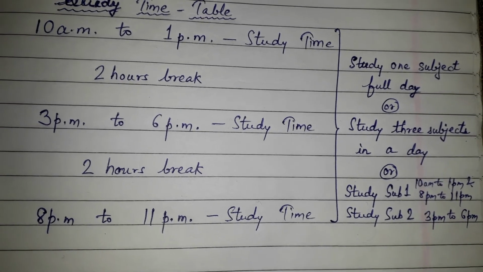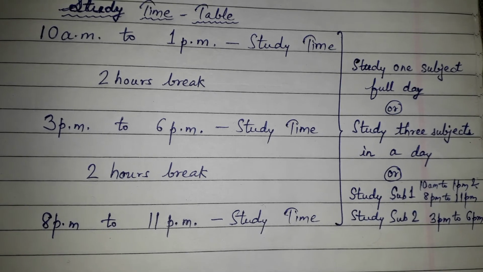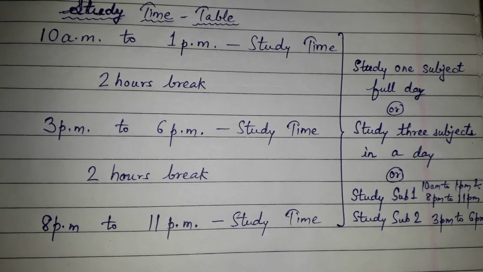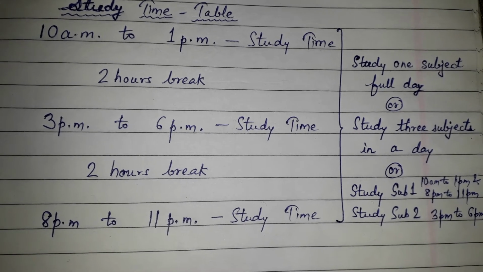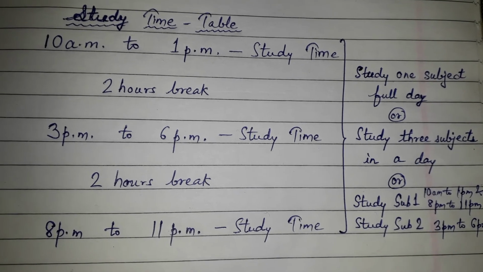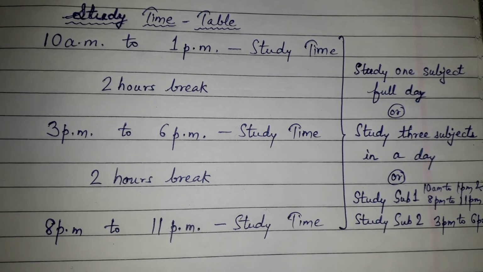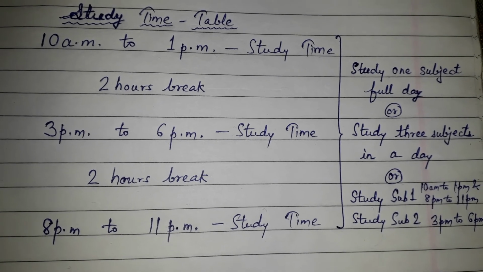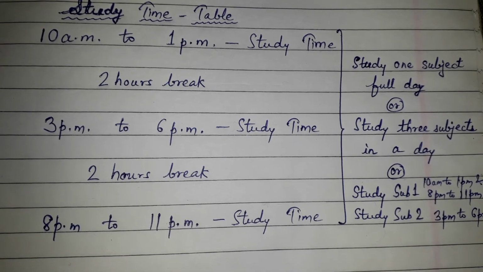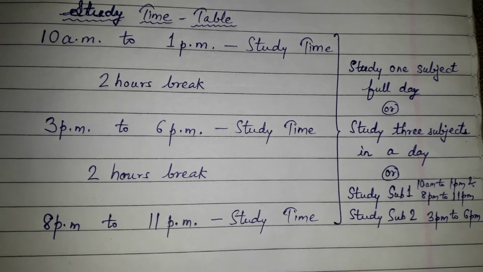You can study one subject for the complete day, that is, the 3 sessions you can utilize for studying only one subject. That is one way of doing it. Or what you can do is study 3 subjects in a day, 3 hours for one subject, 3 hours for another subject, and 3 hours for the next subject. So 3 subjects you can study in one day.